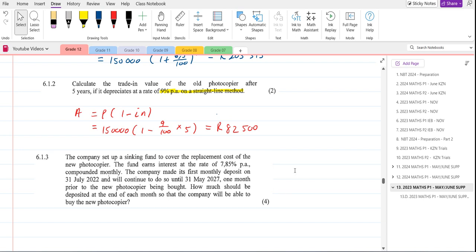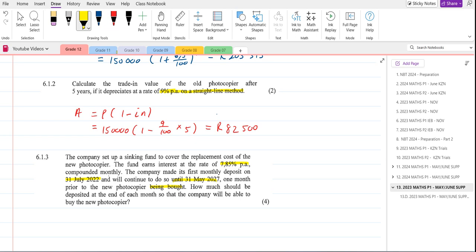The fund earns interest at a rate of 7.85% per annum, compounded monthly. The company must make its first monthly deposit on 31st July and will continue to do so until 31st May, 1 month prior to the new photocopier being bought. How much should be deposited at the end of each month so that the company will be able to buy the new photocopier? It's a nice problem.